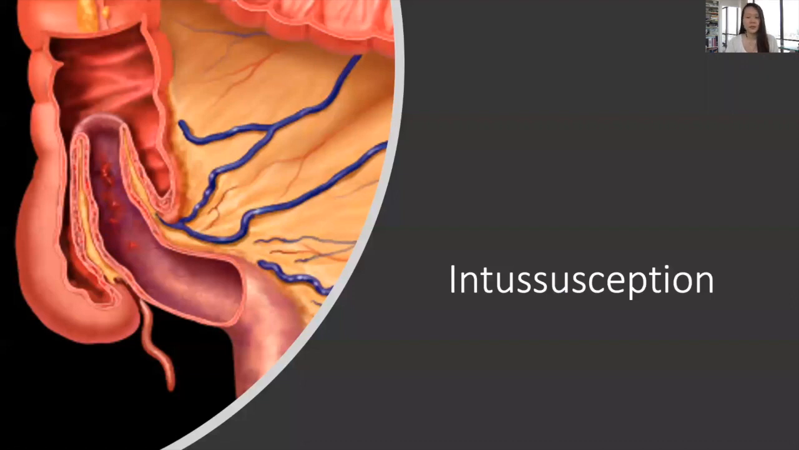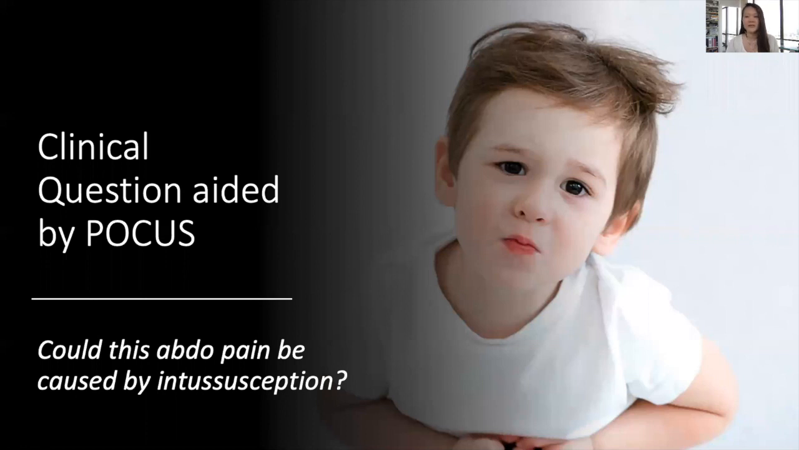The last application we would like to quickly cover is intussusception. So every year we have several token cases of children who were triaged as CTAS 5 for constipation, and they end up having a POCUS diagnosis of intussusception.